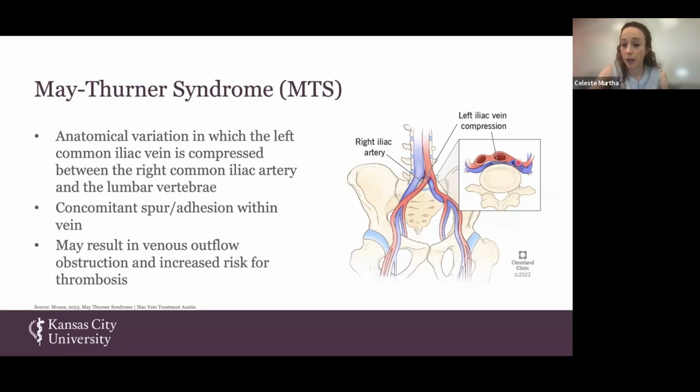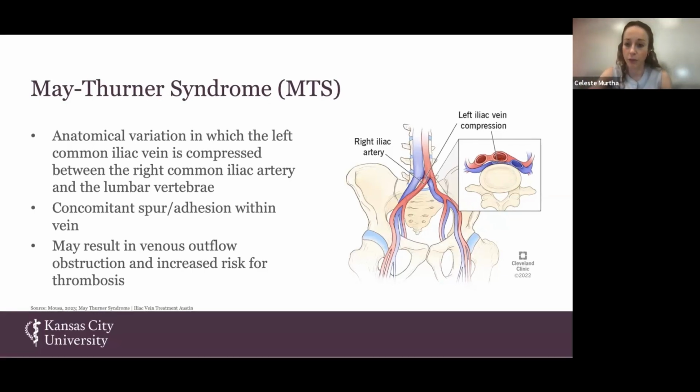So what you see here, this cross-section on the right side, is a great depiction of what's happening. You have basically a left common iliac vein sandwich. And based on what we know about arteries and veins, we know that veins are much more compressible due to a less substantial medial or muscular layer. So it makes sense that the vein is compressed by two structures that are harder and more robust. In addition to the venous compression we see of the left common iliac vein, the other finding associated with May-Thurner syndrome is the development of intraluminal spurs or adhesions. Those are interchangeable words, and I'll be using both throughout the presentation.